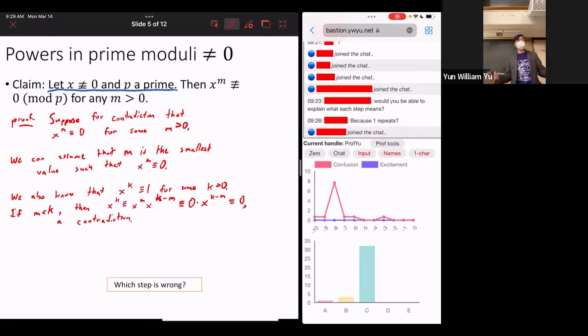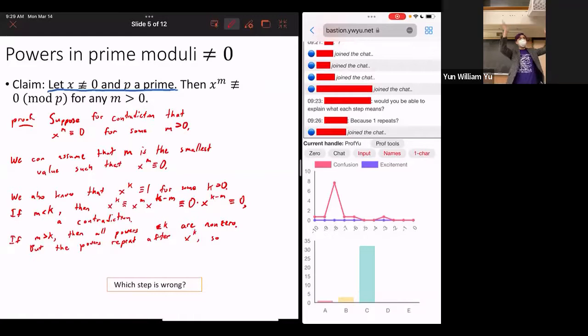But now we also need to consider the other case. What if m is greater than k? If m is greater than k, then all powers less than or equal to k are non-zero, because we assumed that m was the smallest one for which this was true. But we know that the powers repeat after x to the k. Our first k things were non-zero, but then they just repeat. So after they repeat, they still have to be non-zero, and you can't ever get a zero out of it. So there isn't a zero afterwards, which is also a contradiction.